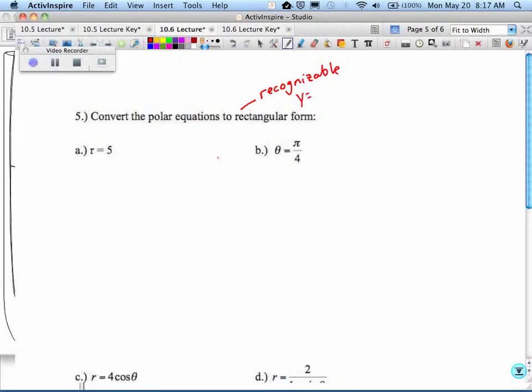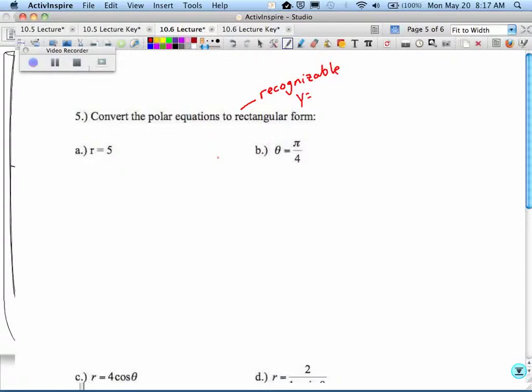My rule when you go from polar to rectangular equations is that you put it into something that somebody else can recognize. Some teachers teach this as just get rid of your r's and thetas and you're done. So, whatever.